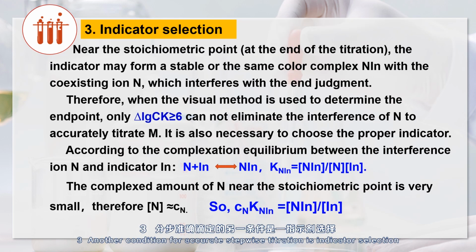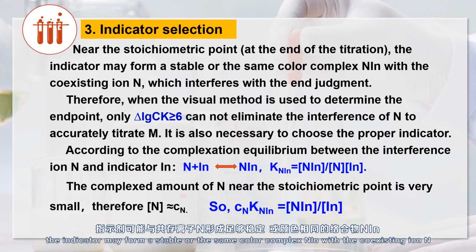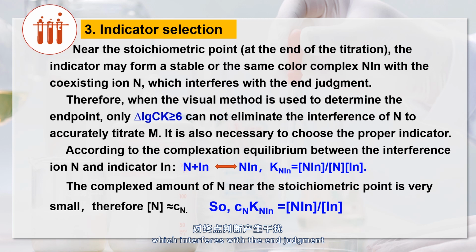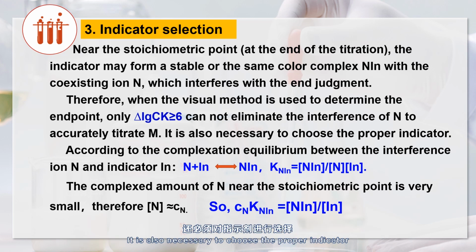Another condition for accurate stepwise titration is indicator selection. Near the stoichiometric point, at the end of the titration, the indicator may form a stable or same-color complex NIn with a coexisting ion N, which interferes with the end point judgment. Therefore, when a visual method is used to determine the end point, delta log CK equal to or more than 6 alone cannot eliminate the interference of N to accurately titrate M. It is also necessary to choose a proper indicator.